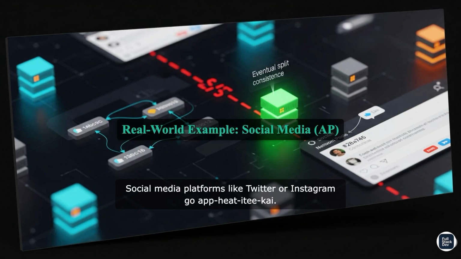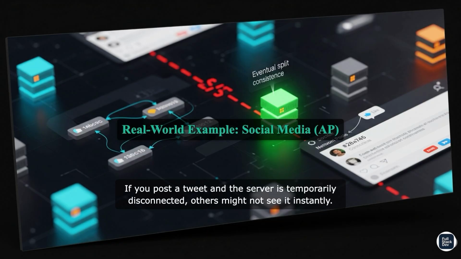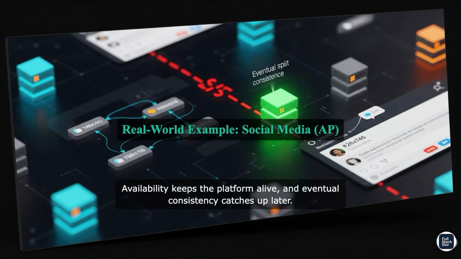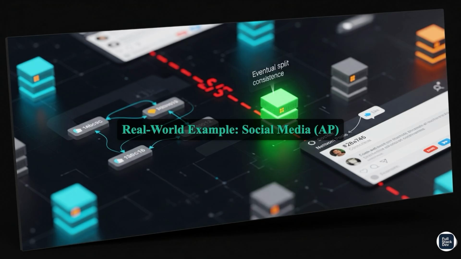Social media platforms like Twitter or Instagram go AP. They prioritize staying online, even during network issues. If you post a tweet and the server is temporarily disconnected, others might not see it instantly, but you can keep posting. Availability keeps the platform alive, and eventual consistency catches up later. That's why your feed might briefly show old likes or comments.